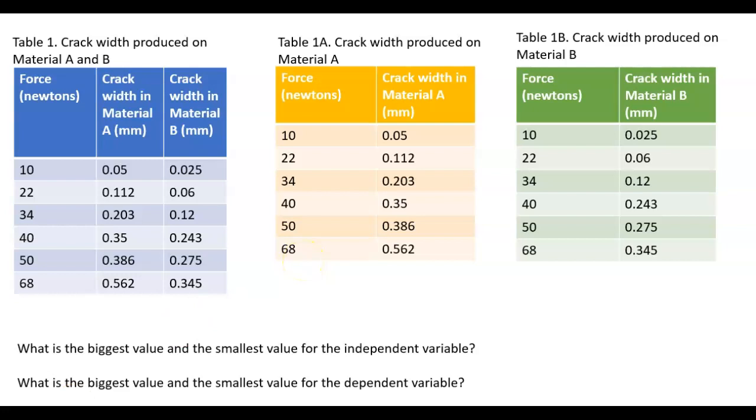Next, we want to ask, what is the biggest value and the smallest value for the independent variable? This will help us decide on our scale for our line graph. We can see that our smallest value is 10 and our largest is 68.